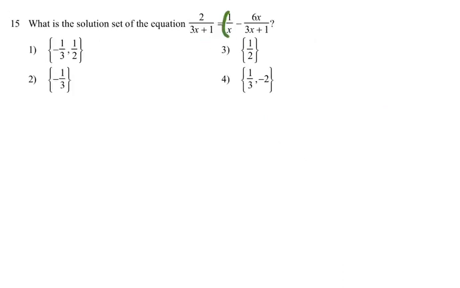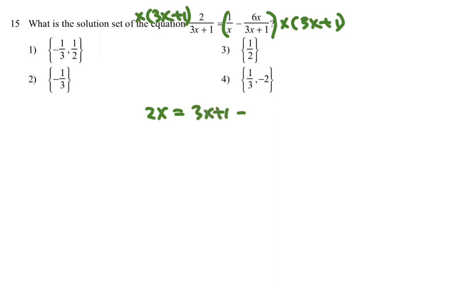Alright, let's move on to the next problem, number 15. Now, of course, you can put this one into a calculator and then figure out what the intersections are. But in my case, we'll try to do this one by hand, algebraically. Now we have to multiply left and right side by the common denominator. Then from our left side, 3x plus 1 cancels, so we get 2x left. On my right side, x's cancel out, so we have 3x plus 1 from the first term. Now from the second one, 3x plus 1 cancels, so we have minus 6x squared left.